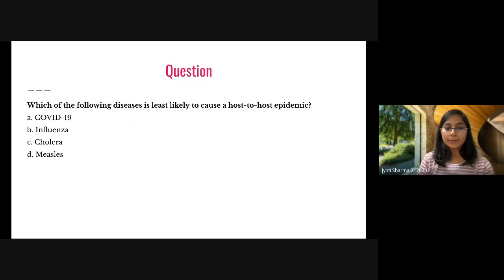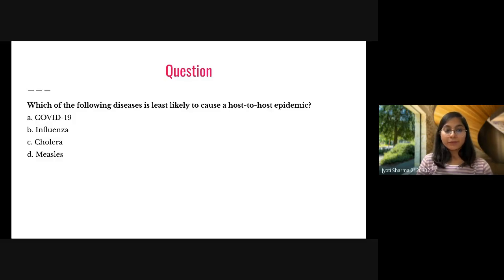Okay, coming to the next question. Which of the following diseases is least likely to cause a host-to-host epidemic? And we have four options: COVID-19, influenza, cholera, and measles.